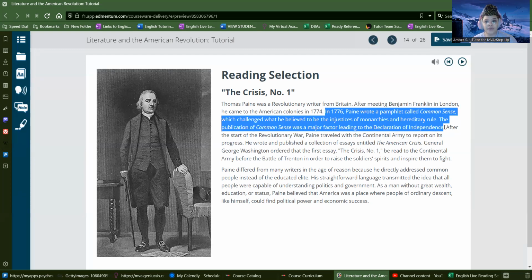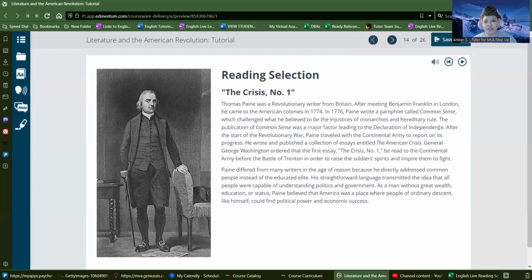So his writing was very important. It was a major factor leading to the Declaration of Independence. So he helped to make people feel bolder about speaking out against Britain and King George, and just wanting to be free from the influence of Britain.